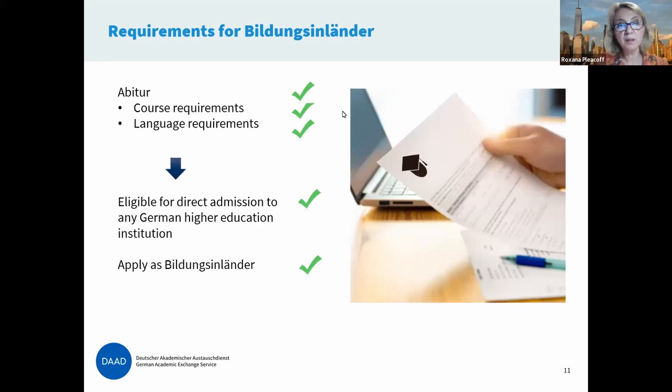The Abitur guarantees that the student meets their course requirements and the language requirements for entrance at a higher education institution.